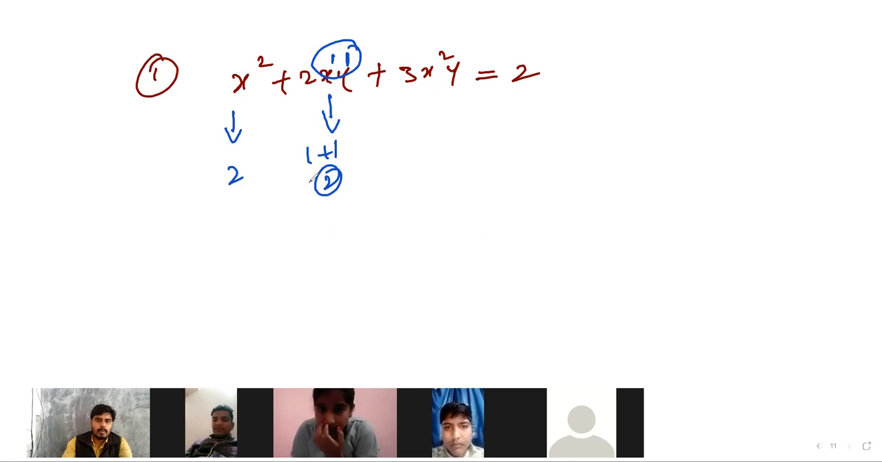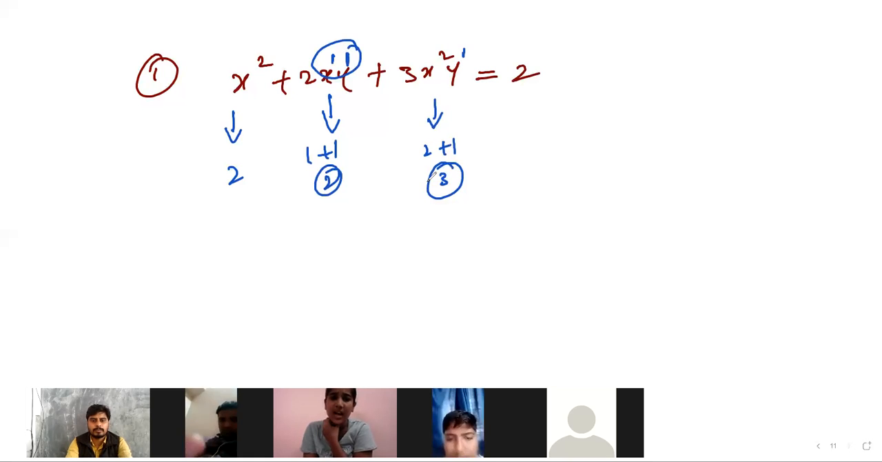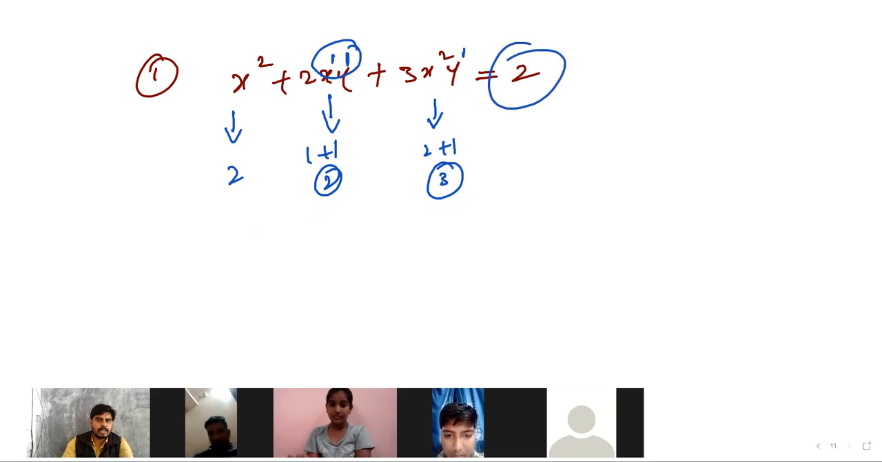In the third term also we have two variables. What is the exponent of x? 2. Y exponent? 1. So 2 plus 1 is 3. X power 2 and y power 1, so it becomes 3, right? And this is the constant term, we should not consider that term's degree, right?